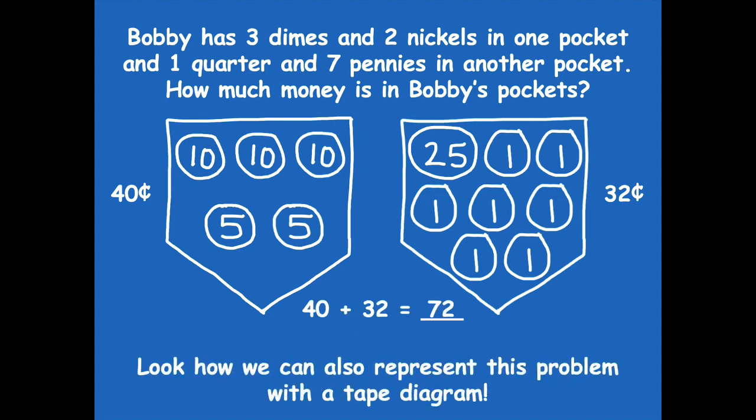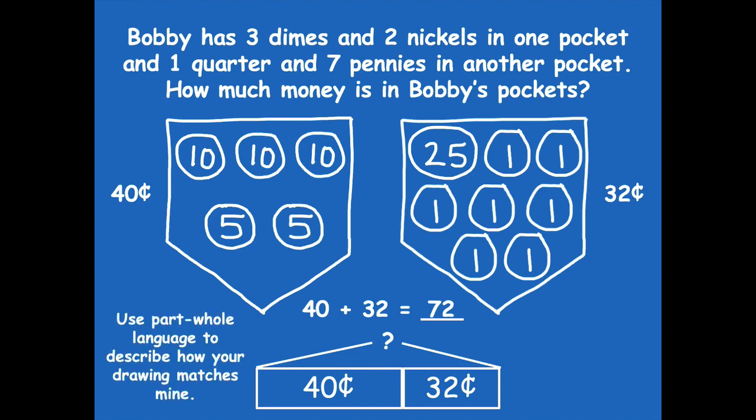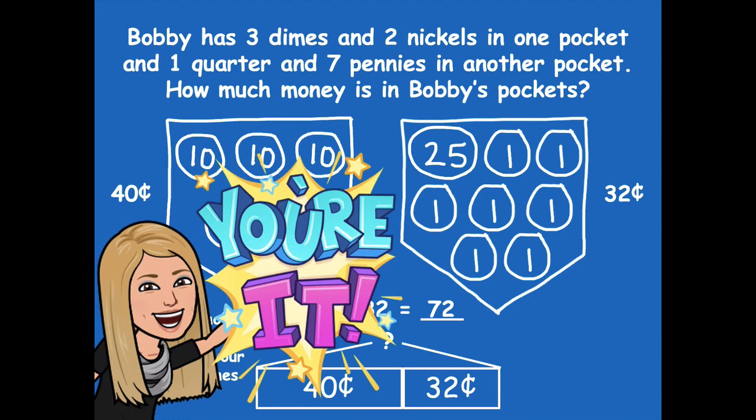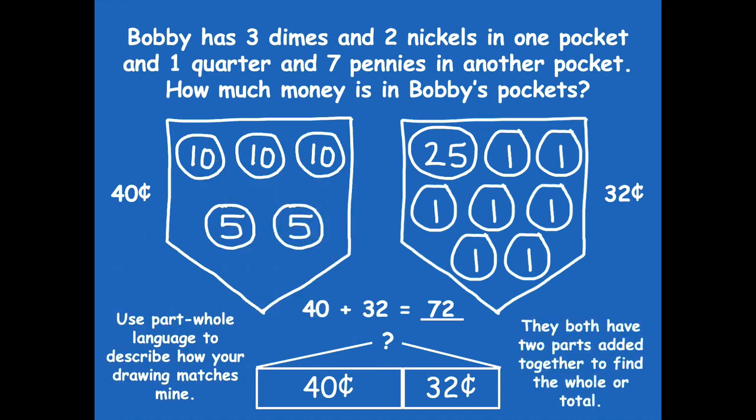All right, so look how we can also represent this problem with a tape diagram. Okay, so there's my 2 parts, right? A 40 cents in one pocket, 32 cents in another pocket, and my total is the unknown. So I want you to use part-whole language to describe how your drawing matches mine. So pause the video, think about that, and then click play when you're ready to go over it together. All right, friends, pause if you need more time. All right, so I could say they both have two parts added together to find the whole or total.